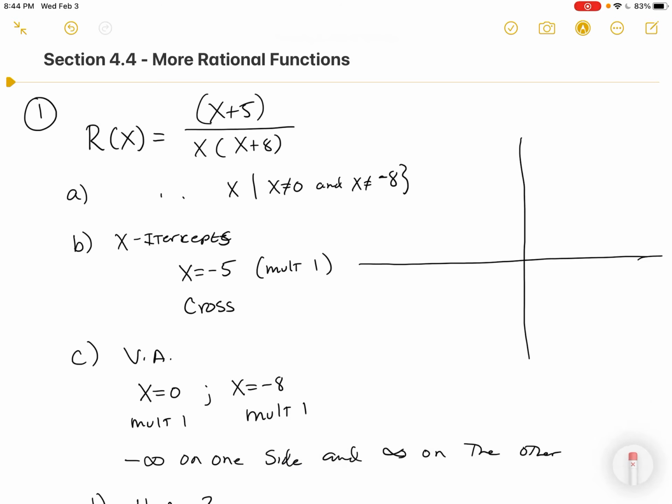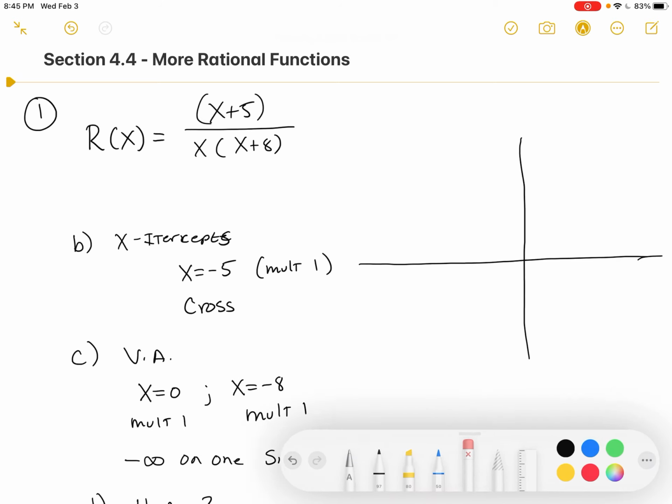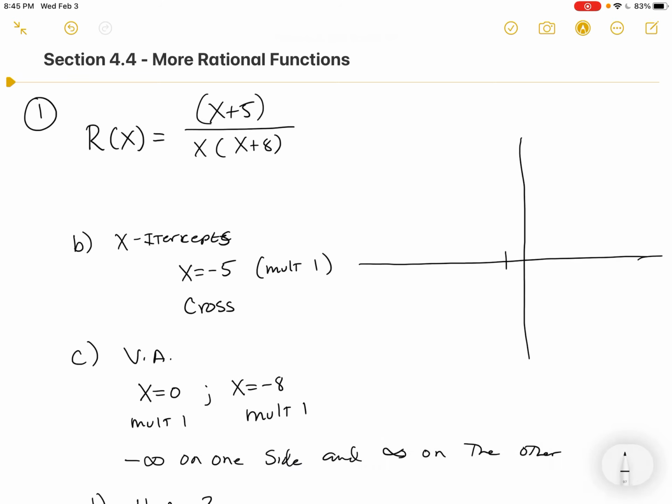So we know our domain, right? So that's gone. X-intercept of negative 5, and it's going to cross. 1, 2, 3, 4, 5. It's going to cross right there. It has an x-intercept. So I've used this information.